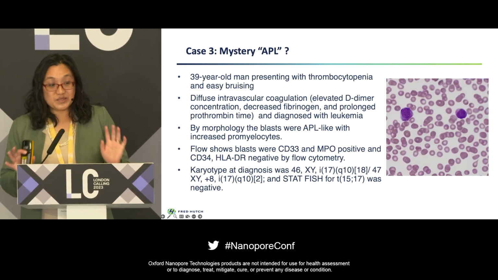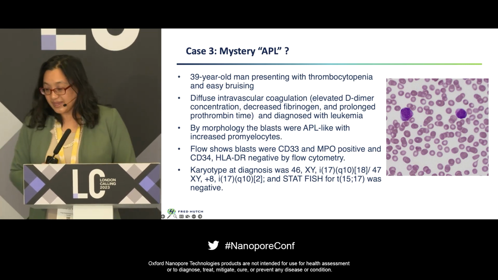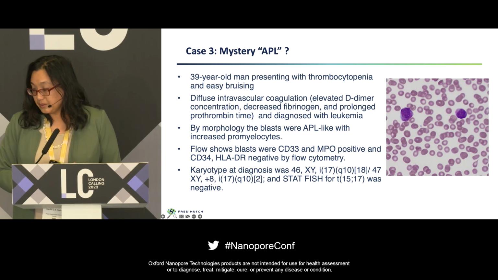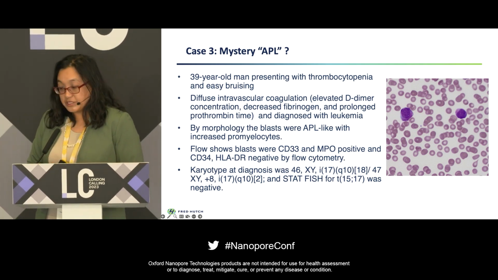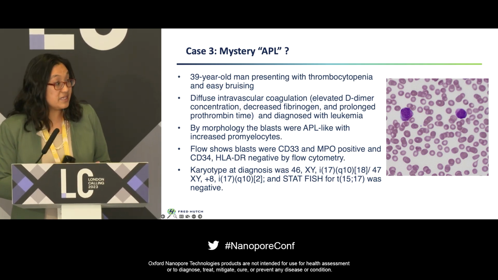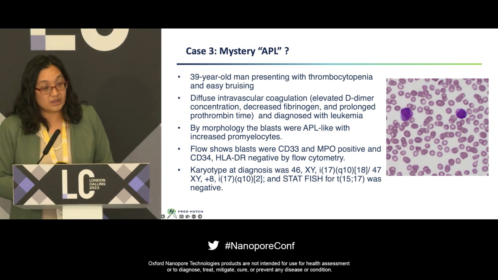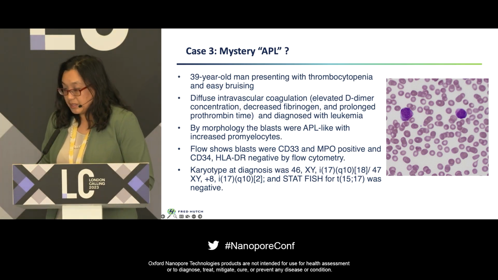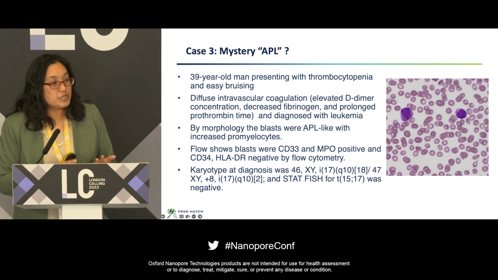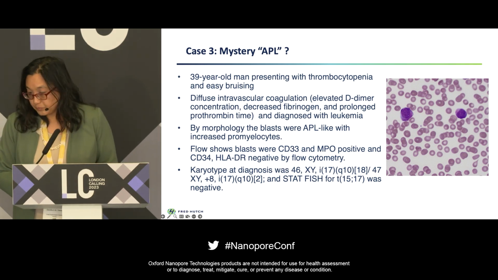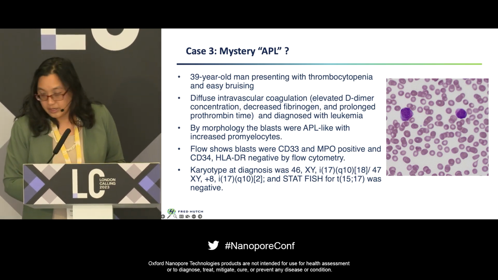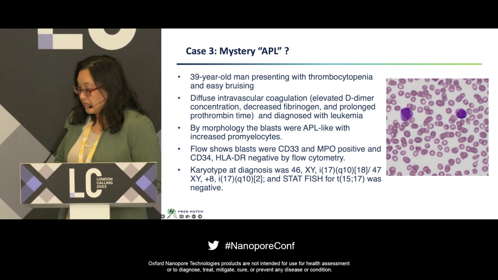Our third case, now this is a fun one. And some of you might have read the paper on this one. It's a 39-year-old man who presented with thrombocytopenia, easy bruising, and DIC. So if you remember the slide on APL, we thought, hey, this could be an APL. By morphology, this patient looked like he had an APL. They looked like promyelocytes. The flow cytometry also matched, HLA-DR and CD34 negative.